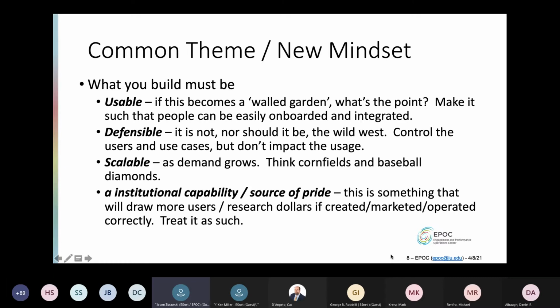And it isn't just upgrading speeds and feeds. It's upgrading use cases, security policies, and things to adapt to whatever happens to be coming down. And it is an institutional capability and source of pride. You're going to spend a lot of money on this, whether it be the NSF money or your own, and it needs to be created and marketed and operated correctly.